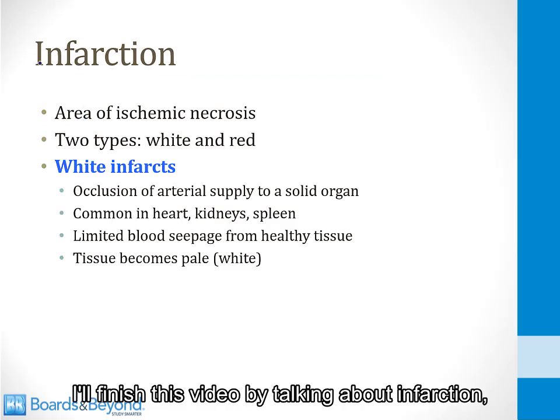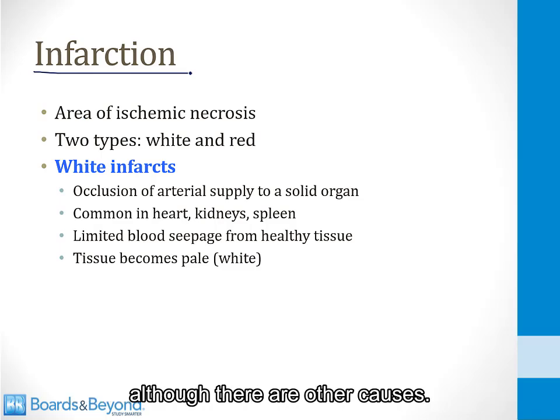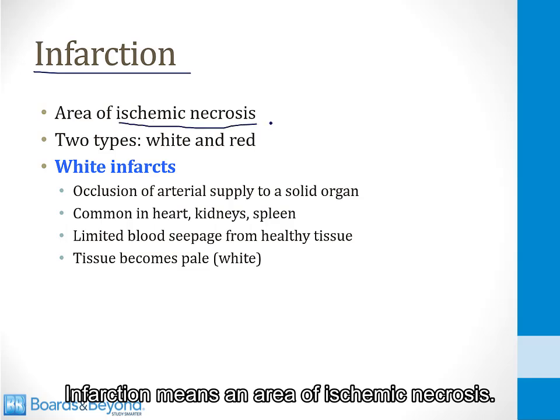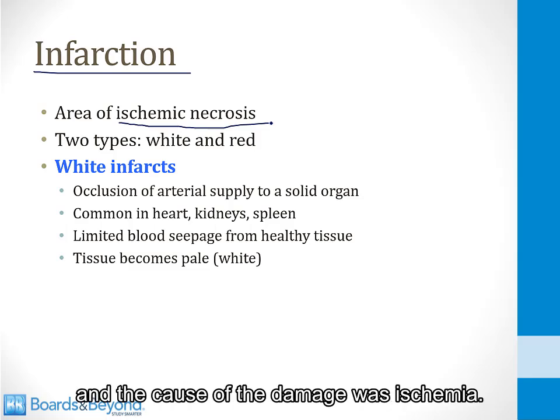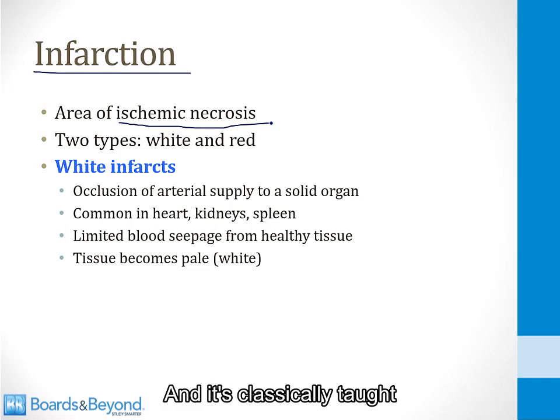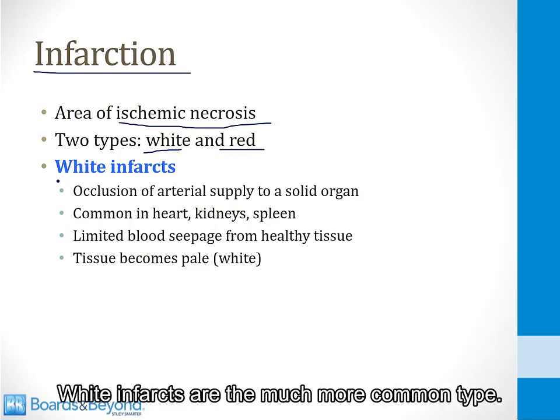I'll finish this video by talking about infarction, which can be a consequence of atherosclerosis, although there are other causes. Infarction means an area of ischemic necrosis. It's tissue areas that have died, the cells have undergone necrosis, and the cause of the damage was ischemia. And it's classically taught that there are two types of infarctions, so-called white infarctions and red infarctions. White infarcts are the much more common type.